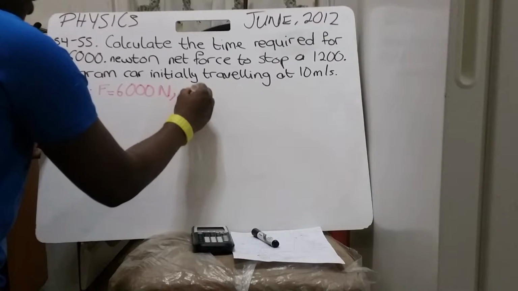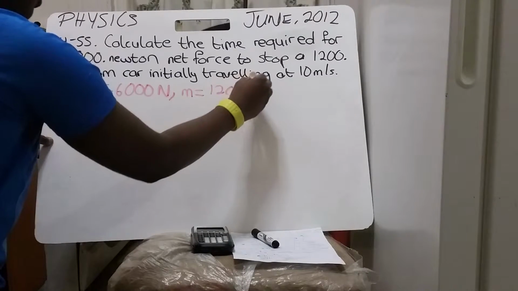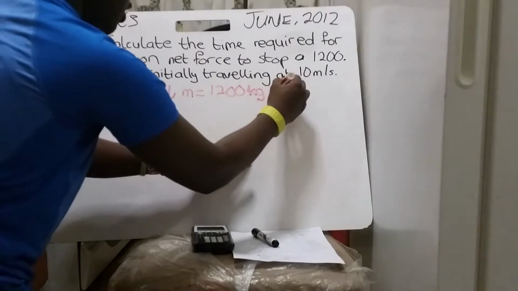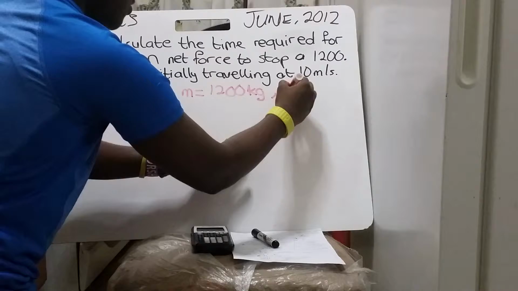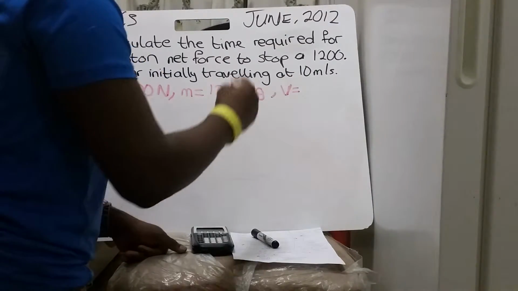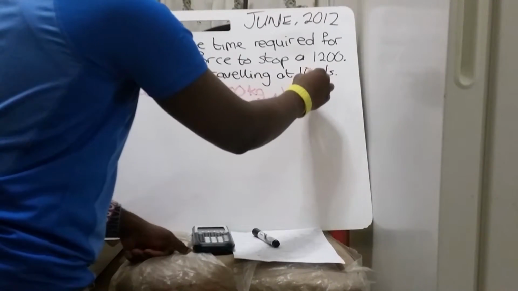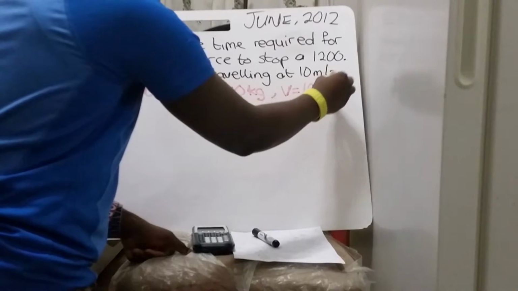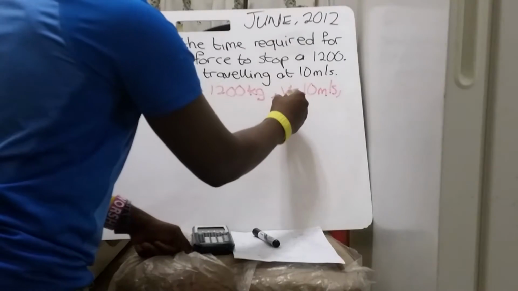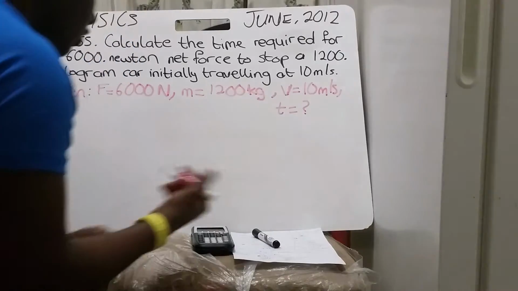What else is given? Mass is given, so mass equals 1,200 kilograms, kg, and also velocity is given. Velocity equals, remember, velocity is a vector quantity because it has a direction. So velocity equals 10 meters per second. However, time is not given, which is what we're trying to find. Time equals don't know.